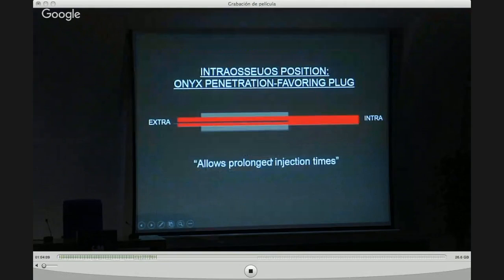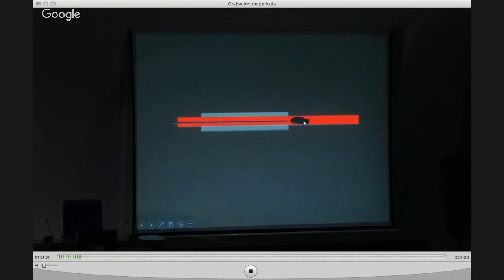So why use Onyx? Because Onyx, as you know, allows prolonged injection times. Having the needle, see, this is extracranial, this is intracranial, this is the channel, this is the foramina. So having the needle inside of this foramen, the needle is more stable, it stabilizes the artery too, and allows us to inject the Onyx, and with the first reflux, the artery enlarges and allows a distal penetration. So it's a good position for an embolization through this osseous channel.